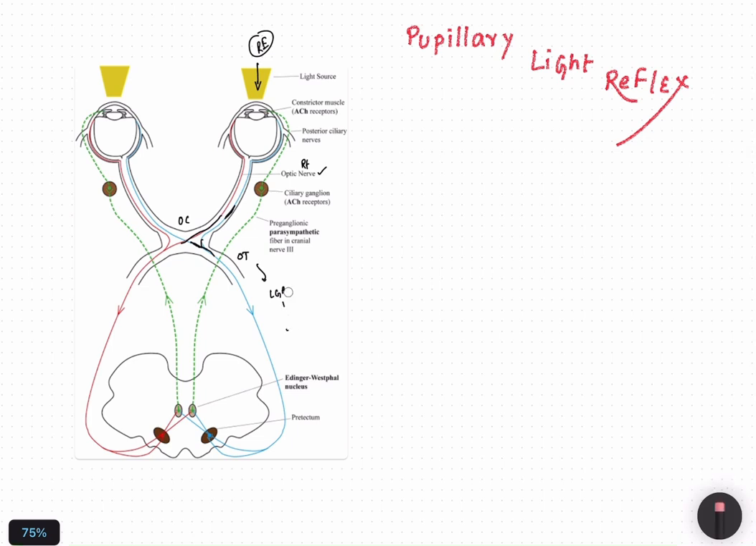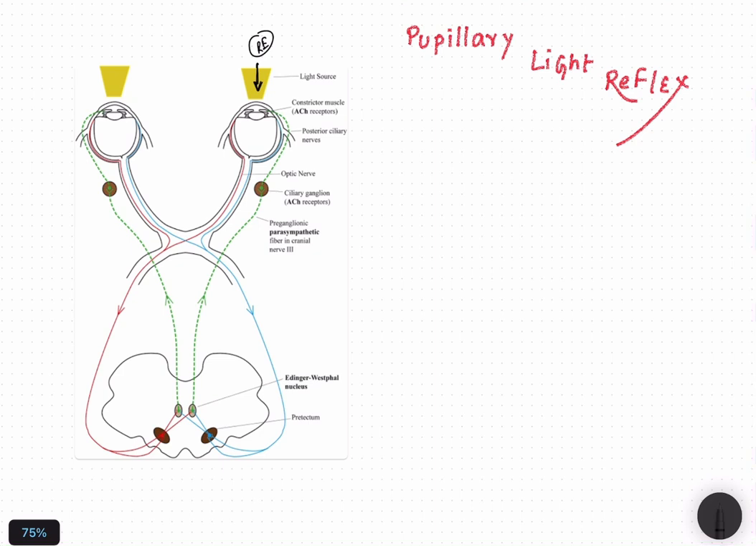Okay, we have Meyer's loop, but we are not discussing the visual pathway. So in short, that is the visual pathway. Now what is the light reflex pathway here? You see, when the right eye is illuminated with the light, what happens?